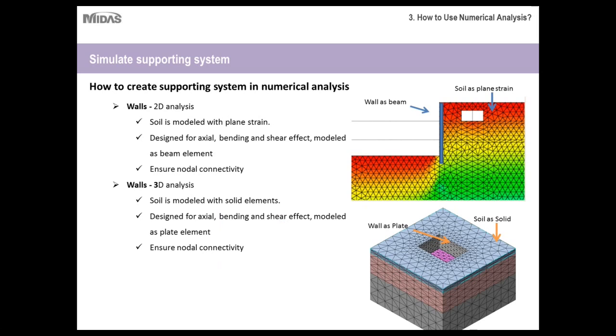Then modeling of walls, in 2D analysis and 3D analysis, may differ. For 2D analysis, the soil is modeled with plane strain members, and the wall is modeled as a beam member. Now, why are we modeling the wall as a beam here, and not as a truss? Because we are interested in the bending moments, the axial force, and the shear force or the shear effects in the wall. That can be captured with a beam member only in 2D analysis.